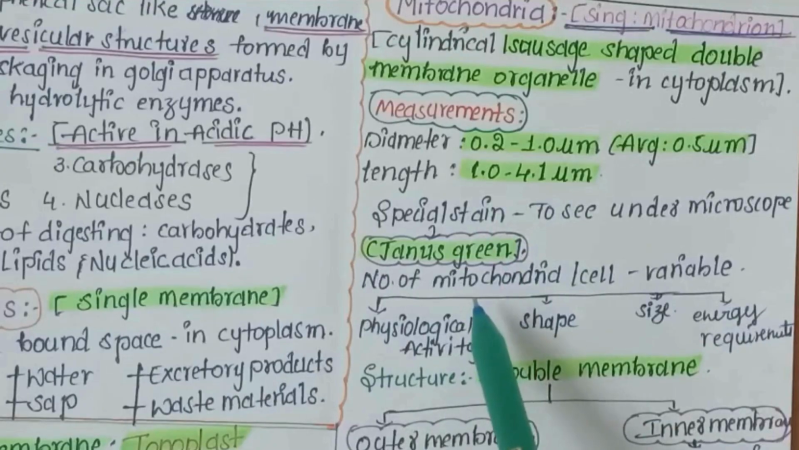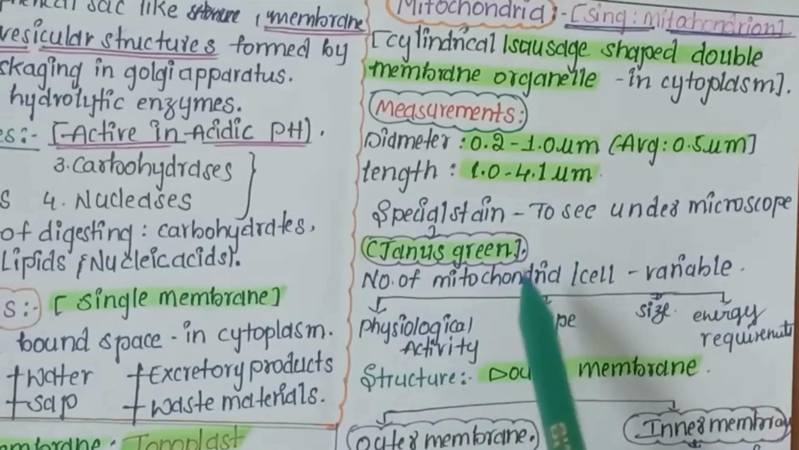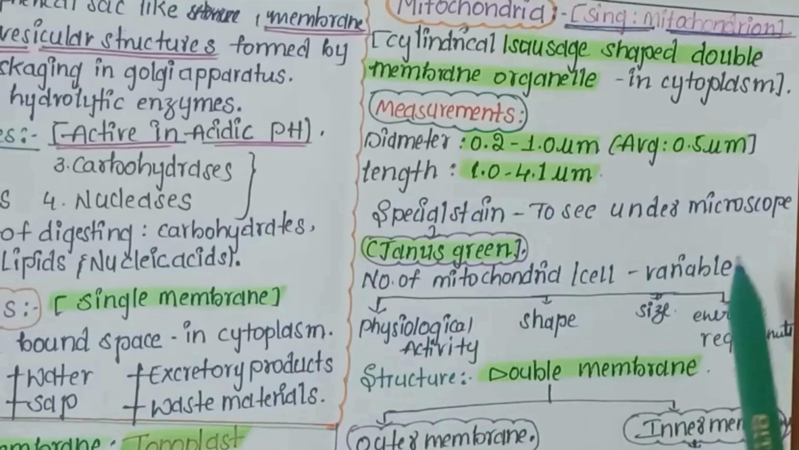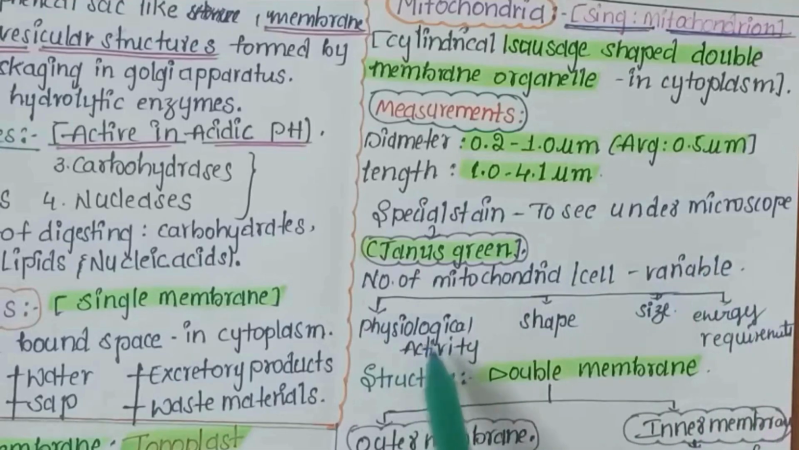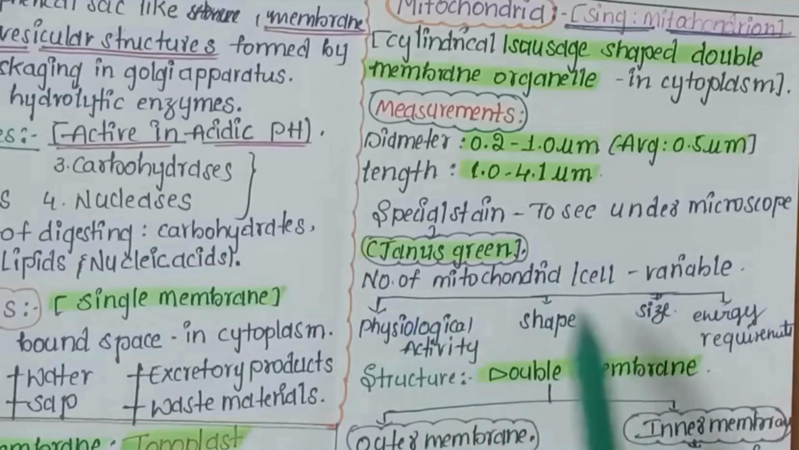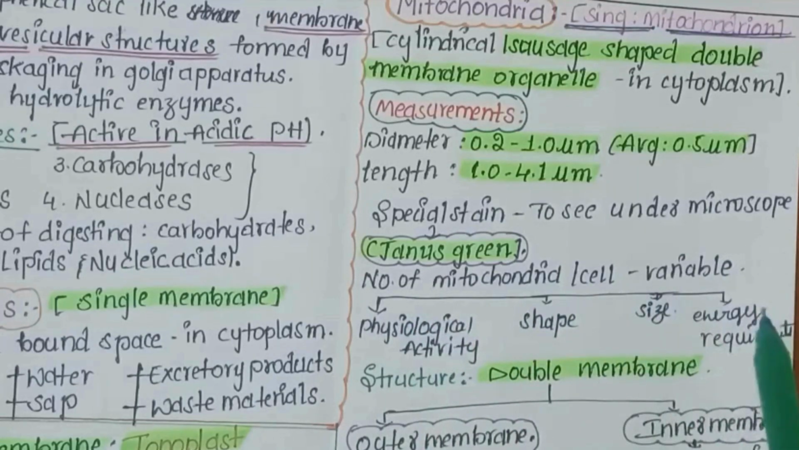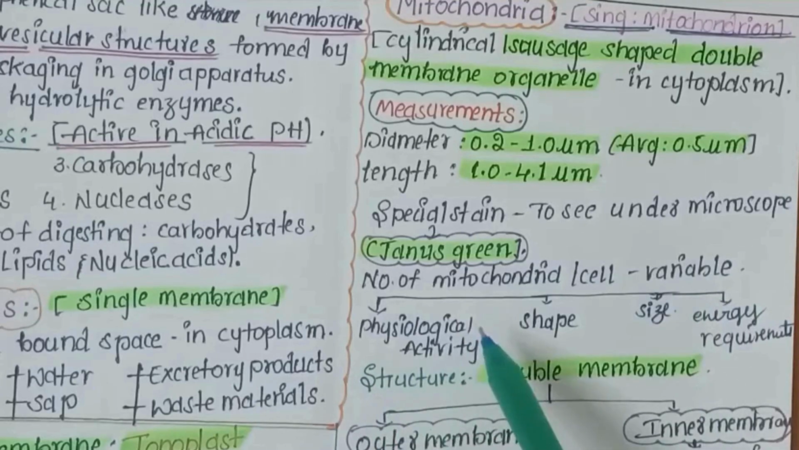There is a variable number of mitochondria present in different types of cells, depending on the physiological activity, shape, size and energy requirements of the cell. Let's discuss the structure of mitochondria in detail with the help of a diagram.